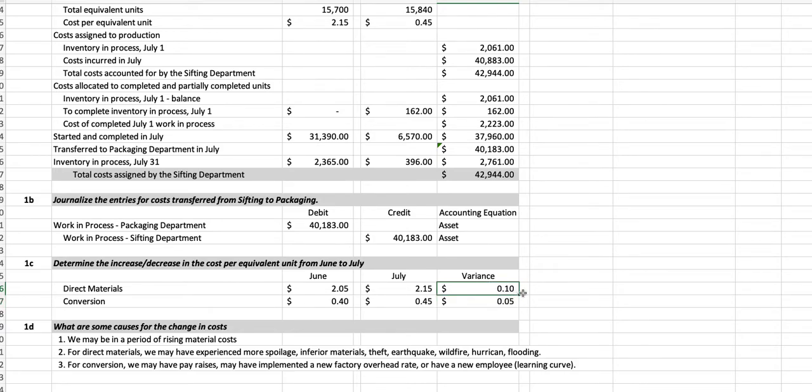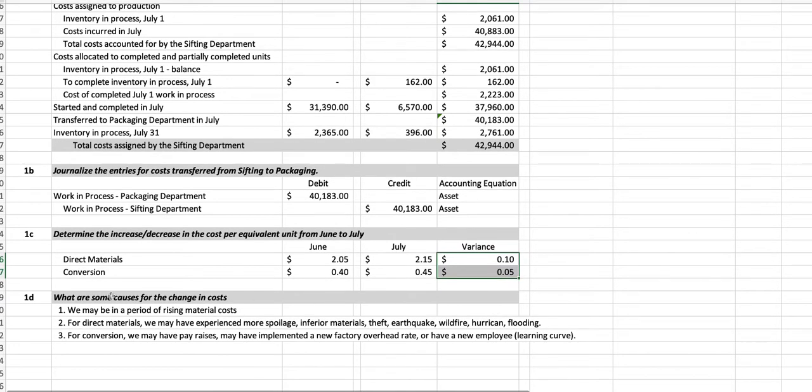And by the way, 10 cents and 5 cents, it really doesn't feel like a lot, but when you are producing 20,000 units a month, 50,000 units a month, this can really eat into your bottom line. So this is the next step, is to determine what are some of the causes for the changes. So you may actually be in a period of rising material costs.